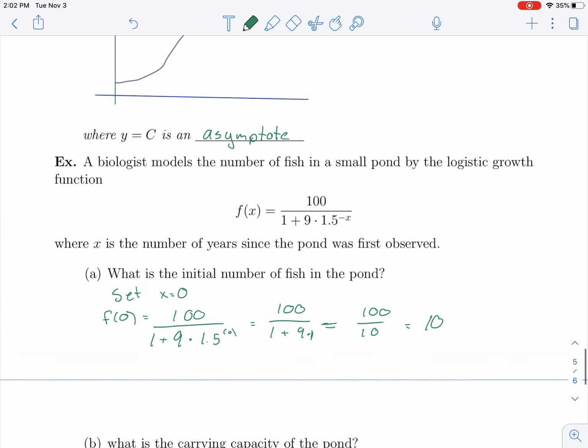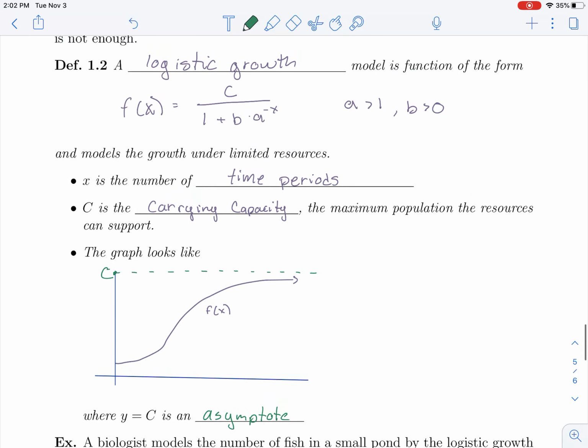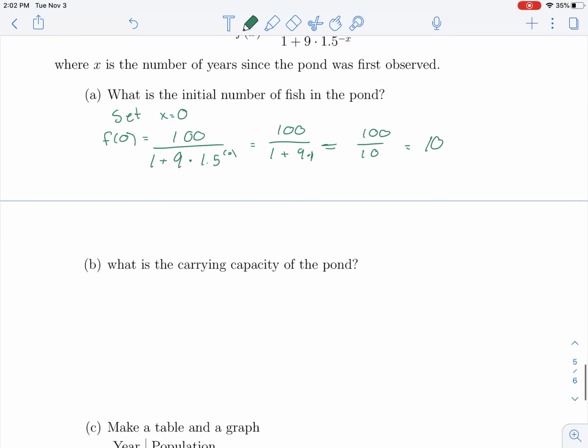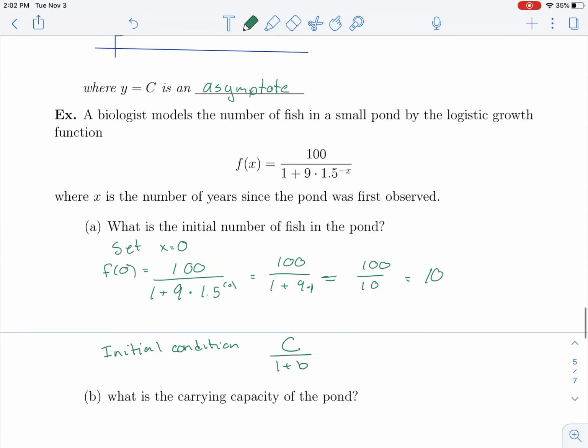Great. If we wanted to look up at our traditional function, our initial condition or initial value is going to be your carrying capacity over 1 plus b. I don't know why. I don't make the rules. That's just what it is. And you can look at that where 1.5 is our a, but it's okay.